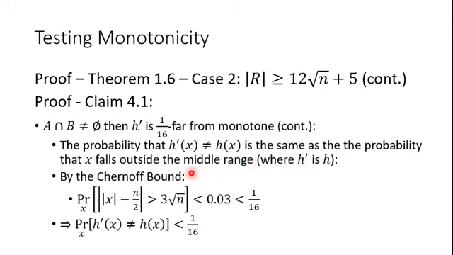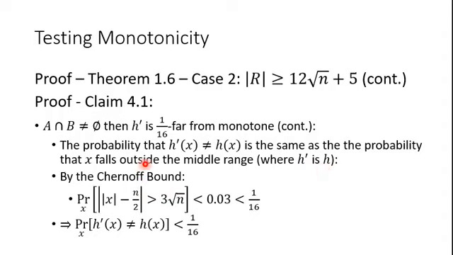So now we will look at the probability that h prime of x does not equal h of x, and this will help us later on with a triangle inequality to reach what we wanted to prove. So this probability is the same as the probability that x falls outside the middle range. And why is that? Because we saw that when x falls outside the middle range, h prime does not equal h, and when it does fall inside the middle range, h prime equals h.